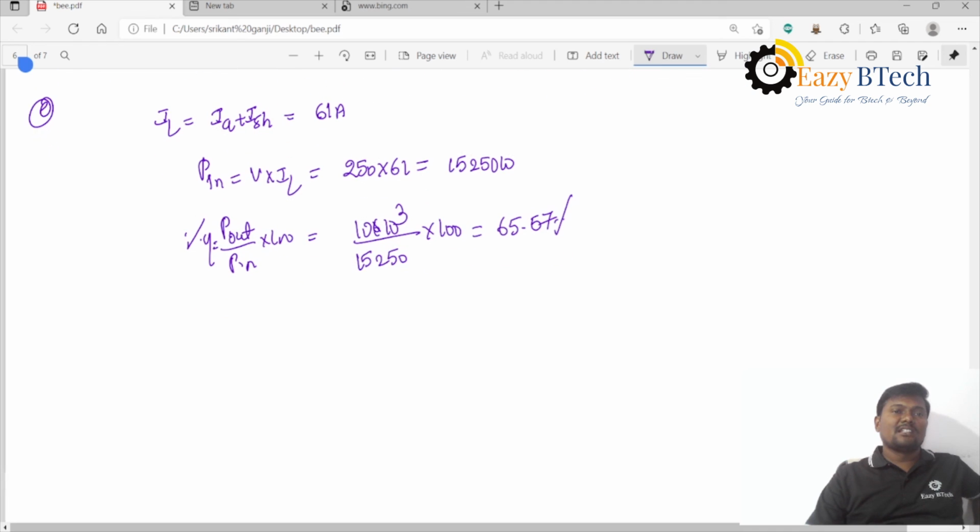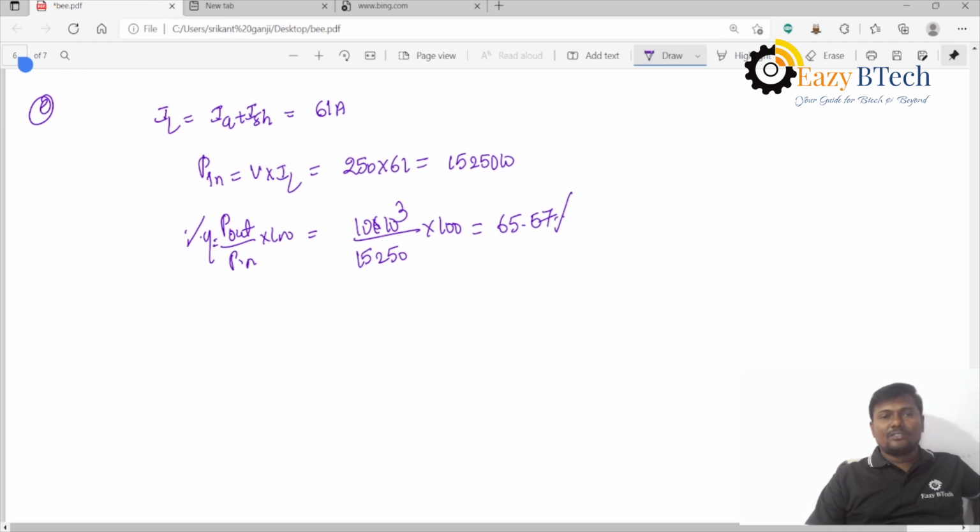After that, line current is equal to Ia plus ISH. So calculate the input power, and percent efficiency is equal to output power divided by input power.